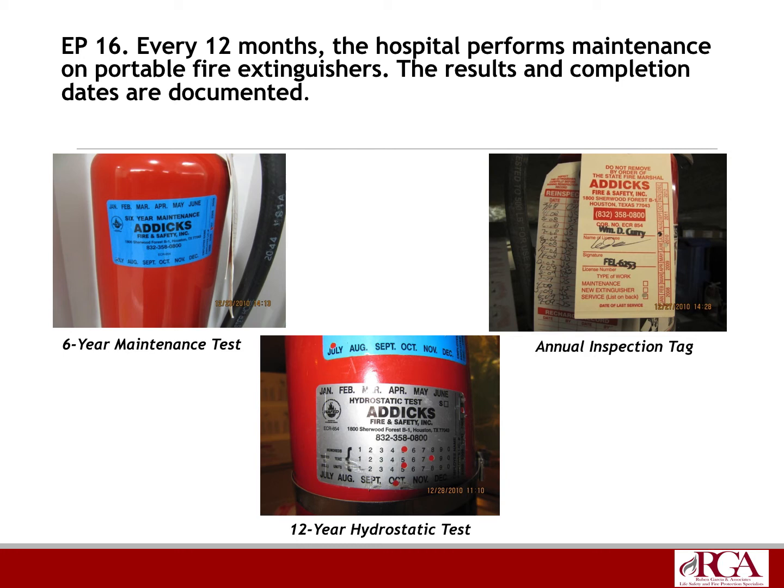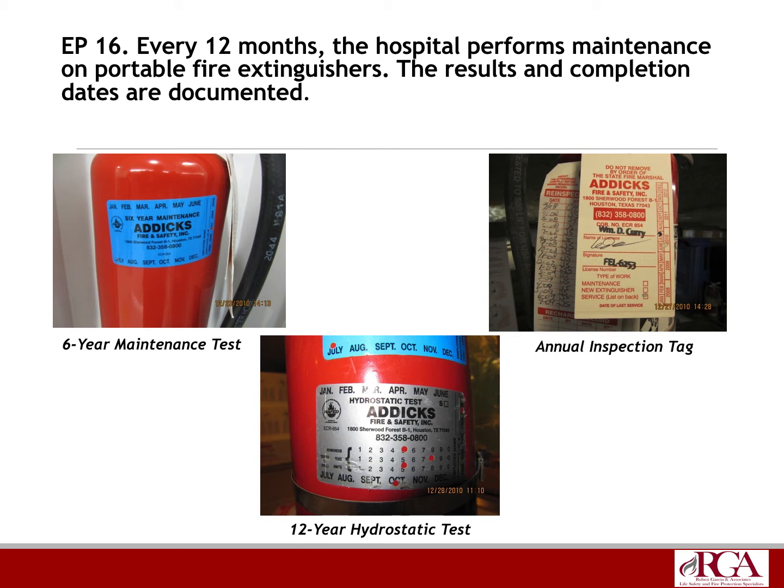Now, the 6-year maintenance test can be performed on site in a van or some shop, if you will. But the 12-year hydrostatic test requires the extinguisher to be taken out of its cabinet or location, with a loaner put in place, and taken back to be hydrostatically tested. The hydro test has to be performed off site at a facility that's appropriate for those tests.